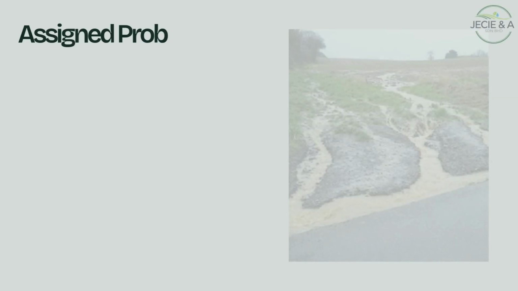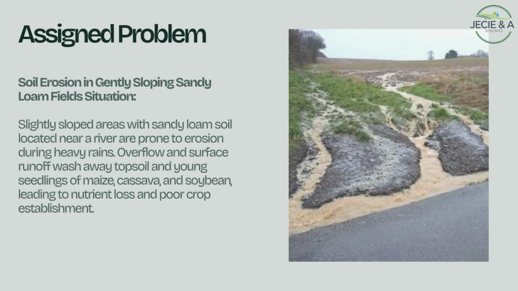So, the assigned problem given to our group is soil erosion in a gently sloping sandy loam field, where a slightly sloped area with sandy loam soil located near a river is prone to erosion during heavy rain, and the overflow and surface runoff wash away the topsoil and seedlings of maize, cassava, and soybean. This will lead to nutrient loss and poor crop establishment.